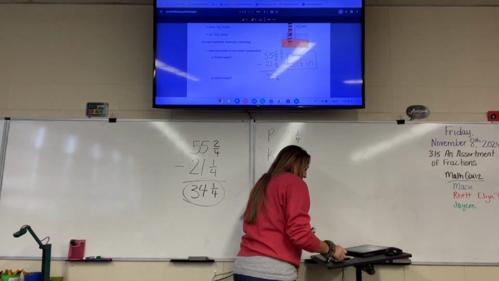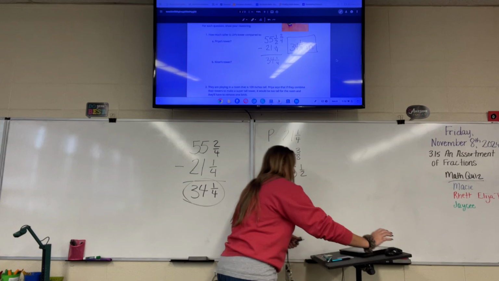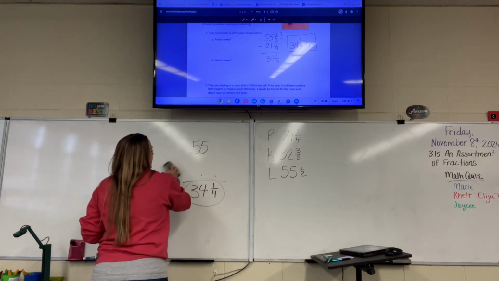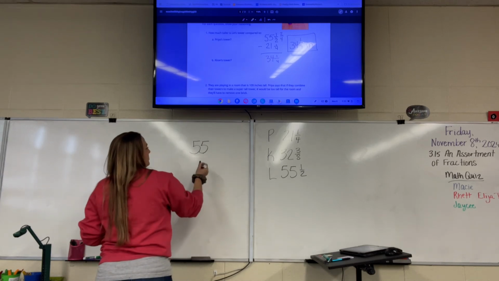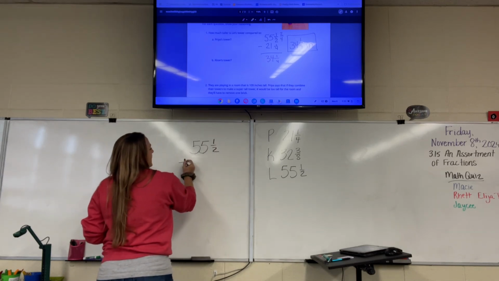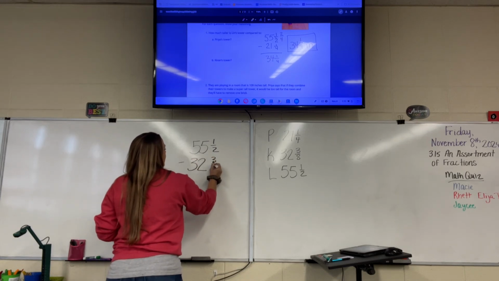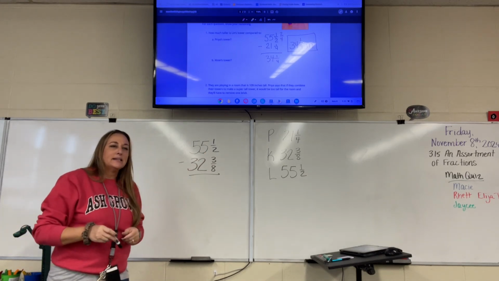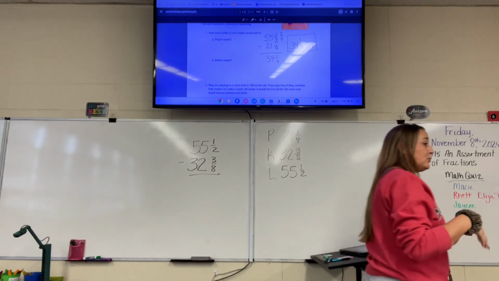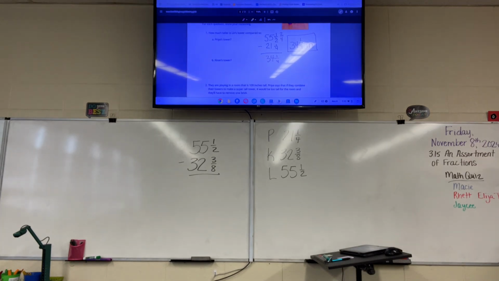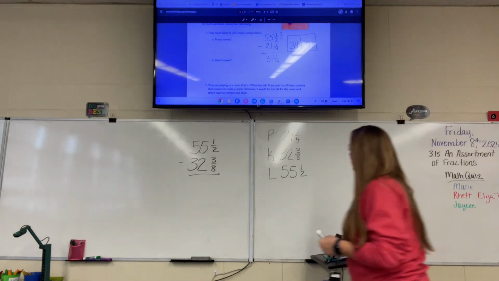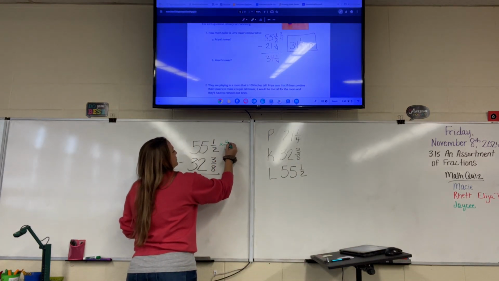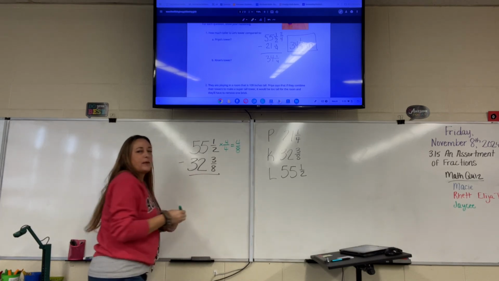All right. So on the next one, we've got to find the difference in Lynn's and Kieran's. So this time, I'm going to do 55 1/2 minus 32 3/8. Okay? So I have a 2 on the bottom and an 8. Is there something that I can multiply 2 times to get 8? Yes, 4. Give yourself a point. And if I do it to the bottom, you do it to the top. Okay, so that means that 1/2 is the same as 4/8.